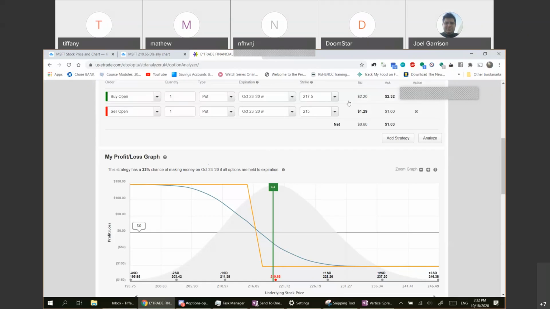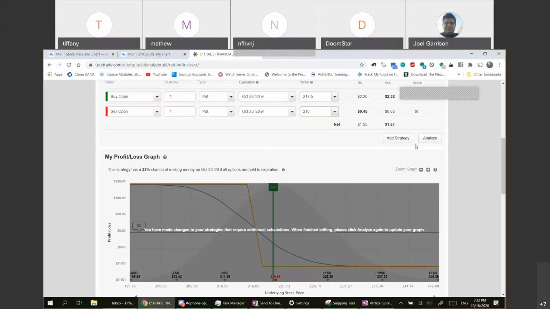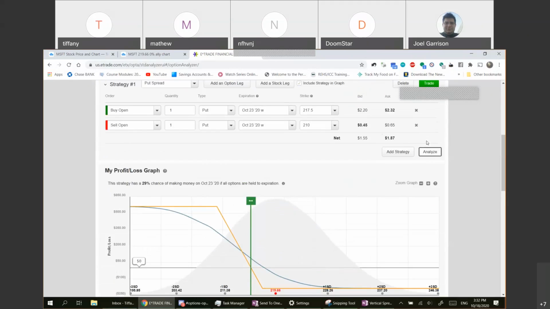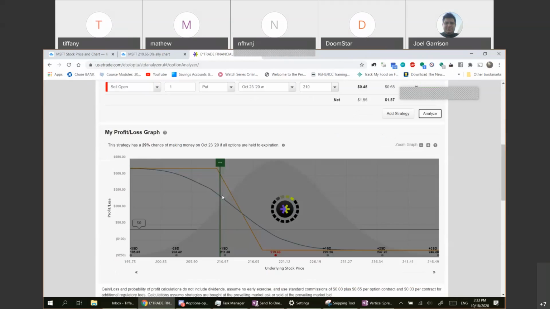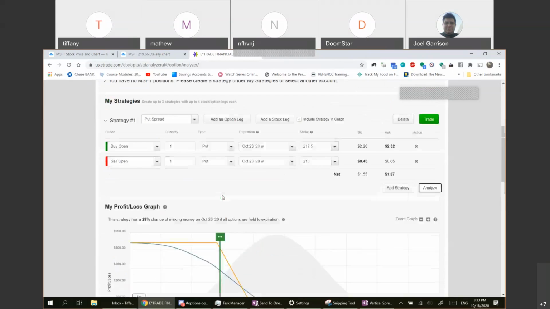If we go for what I was talking about, a $7 spread, that's pretty cheap. If you did a very wide $7 spread on Microsoft and you're only paying $1.89, your net profit would be $5.50, I think. Yeah, so it's $5.50 for max profit. That's what you will get from Microsoft at expiration.